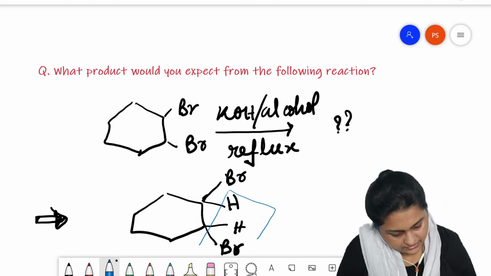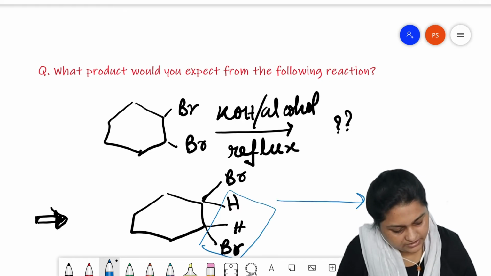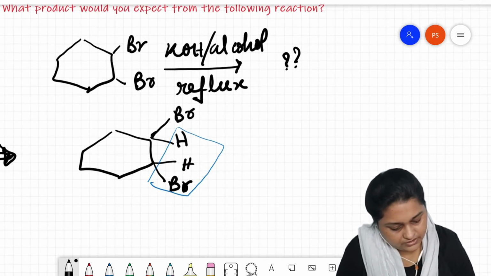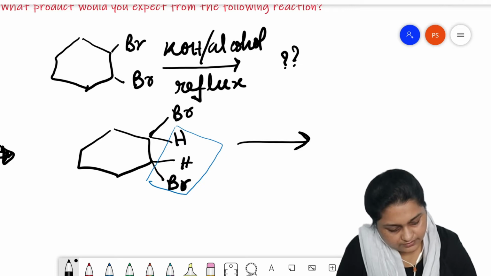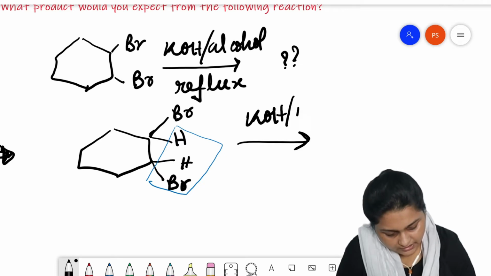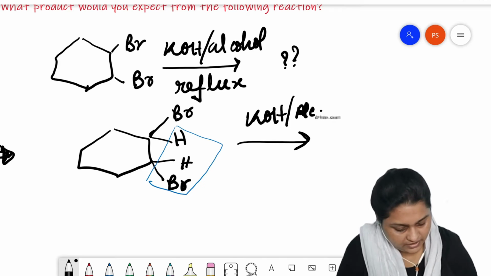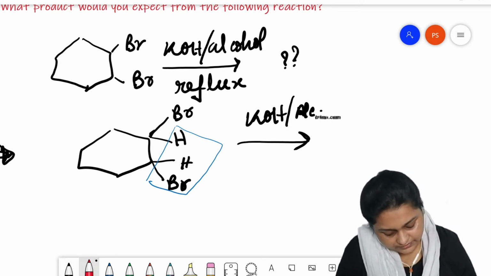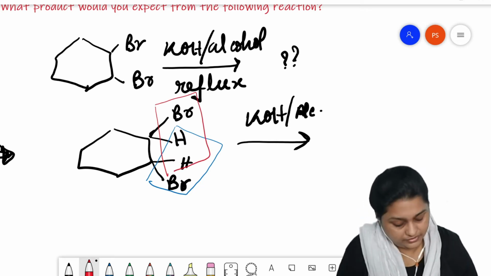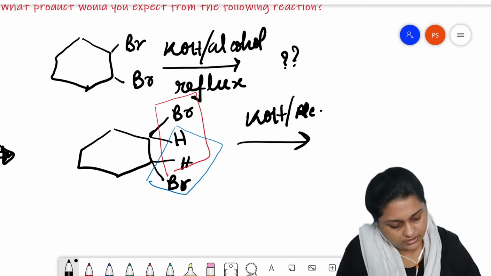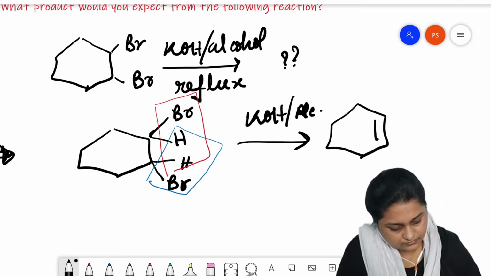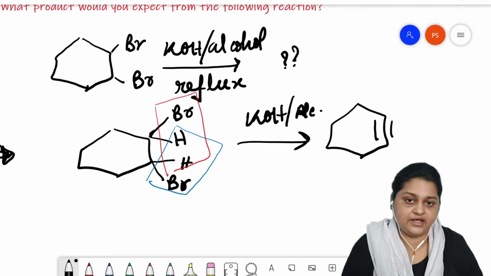So at first this Br will be leaving. This Br will be removed when this compound is treated with KOH in alcoholic media and then refluxed. And along with that, this HBr will also be removed, and as a result of these two removals, the cyclic alkyne will be produced.